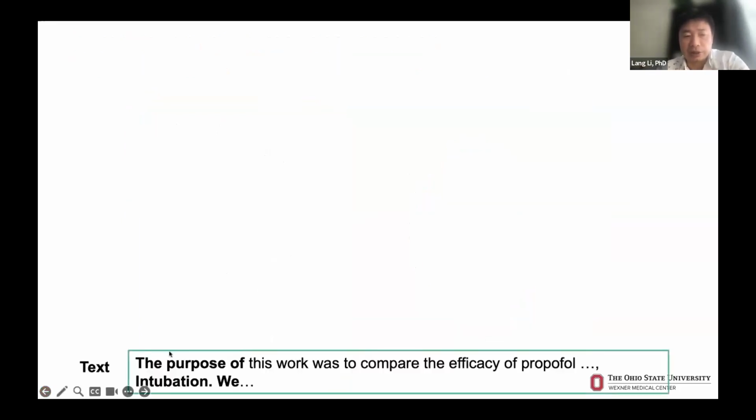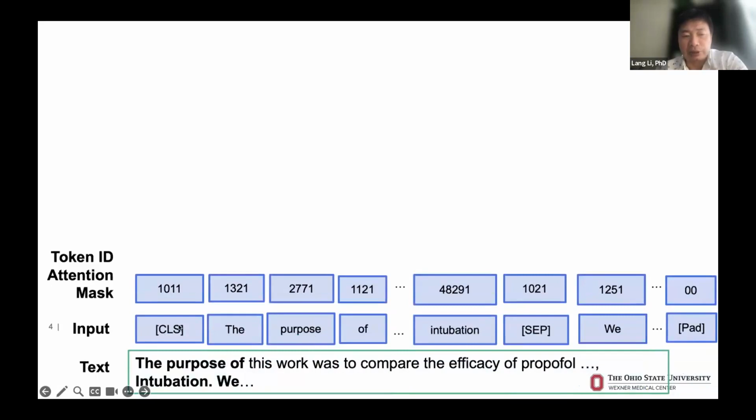Technically, we start from sentences from, say, the abstract or title of the paper, and the text goes as: the purpose of this work is to compare the efficacy of propofol and so on for intubation. There could be multiple sentences there. The first step is that we transform all the words into tokens, called token IDs. So basically, we digitize every one of those words into a numerical number.